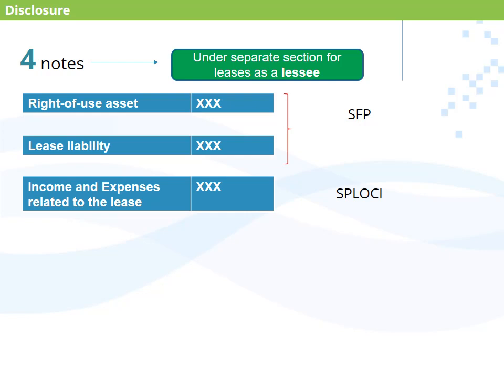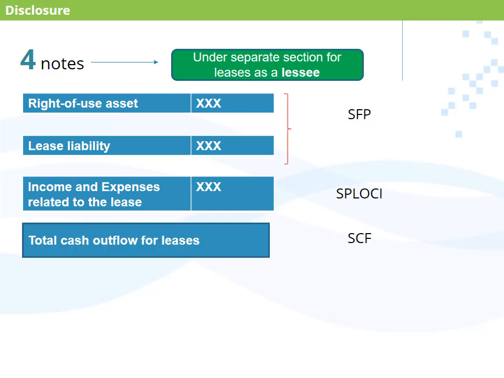Then remember, we have 4 statements in a set of financial statements: the SPLOCI, the statement of financial position, the statement of changes in equity, and the statement of cash flows. Now, a leasing agreement would involve cash flows which would impact the statement of cash flows, and thus we would need a note explaining the outflows relating to the lease. Please note that this is not within the assessment criteria for this module, so you don't need to worry about the note to the statement of cash flows.